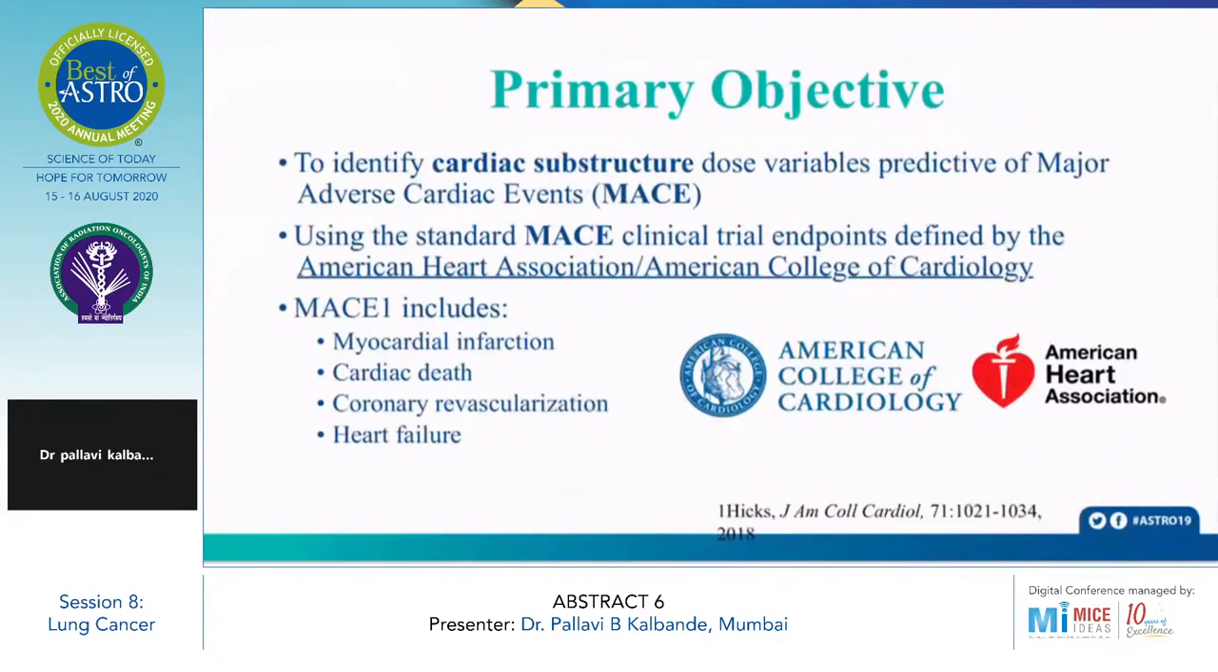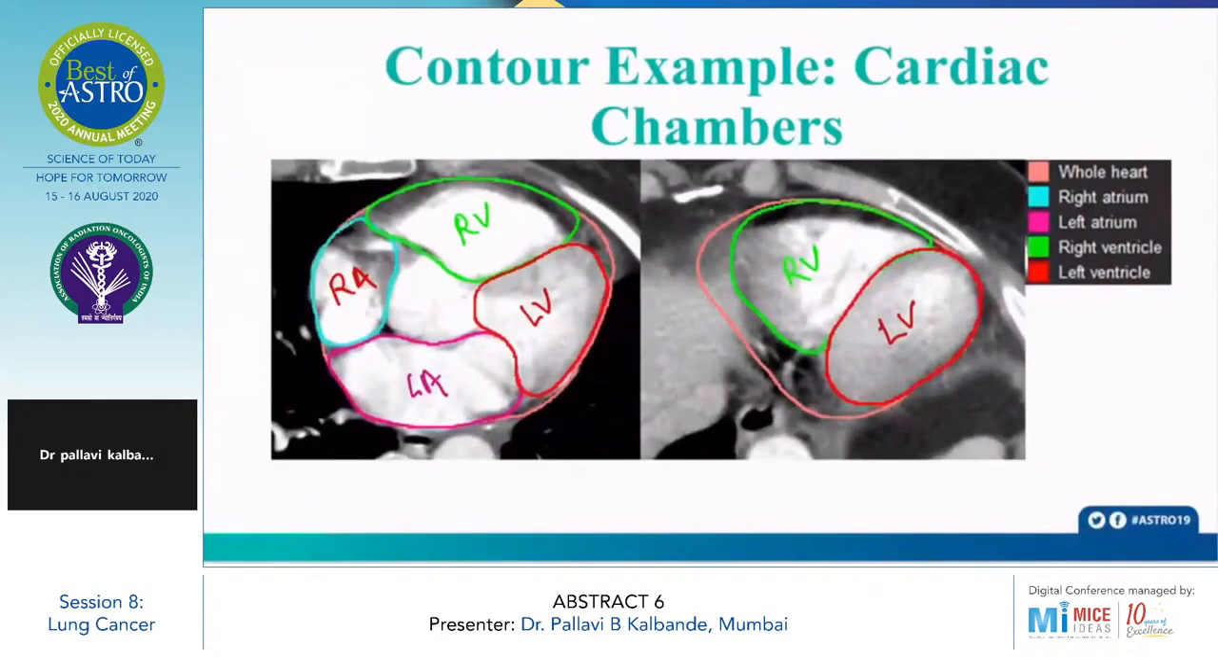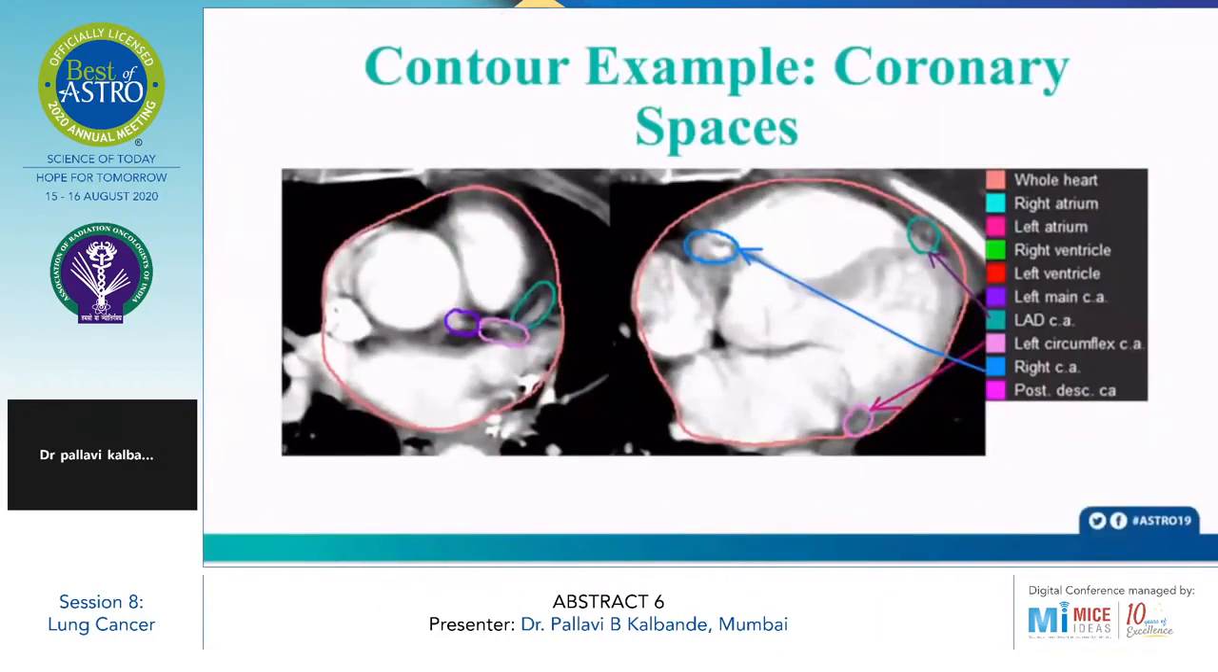Their primary objective was to identify the cardiac substructure dose variables predictive of major adverse cardiac events. The MACE included myocardial infarction, cardiac death, coronary revascularization, and heart failure. For that, 701 patients with locally advanced non-small cell lung cancer were identified. Those were treated with thoracic RT, and a detailed cardiac risk assessment of CHD and Pangemung risk was done. All substructures were manually delineated, which includes whole heart, all chambers, and coronary artery spaces. As you can see here, they delineated all the structures on CT simulation.